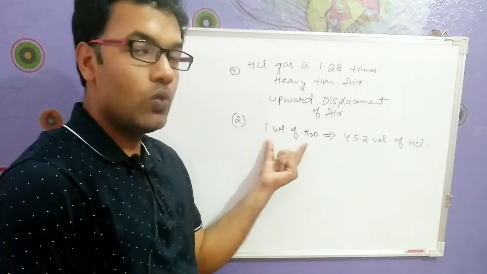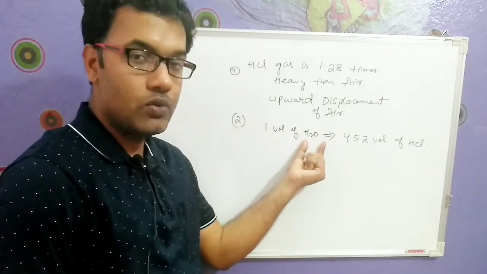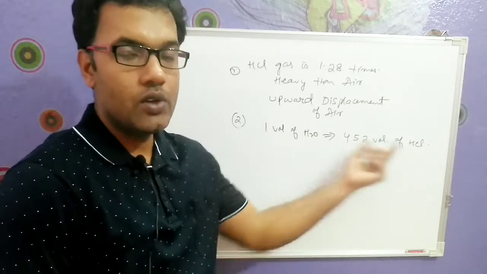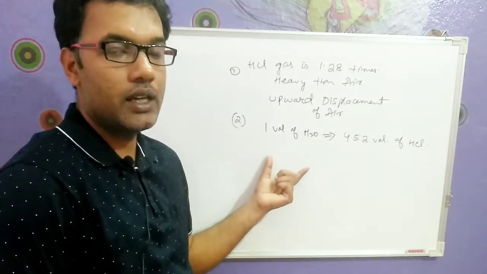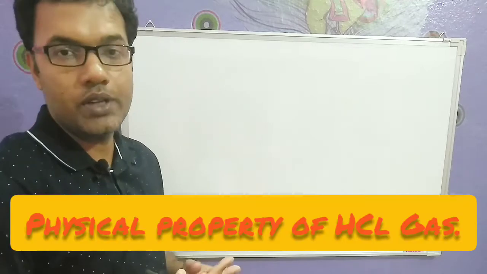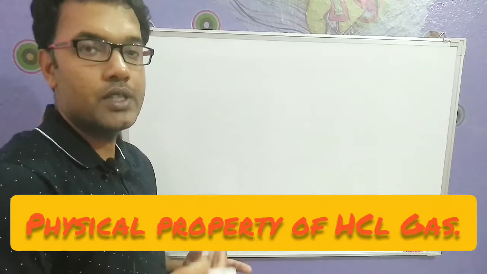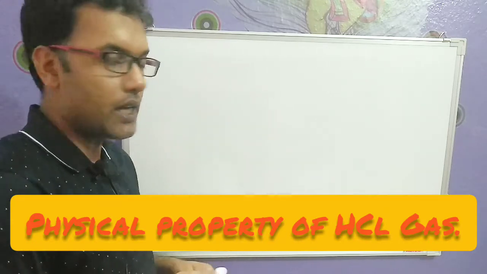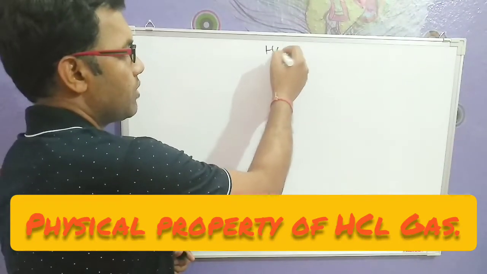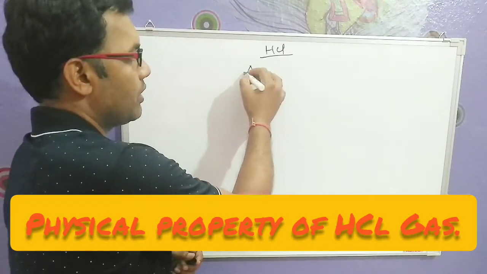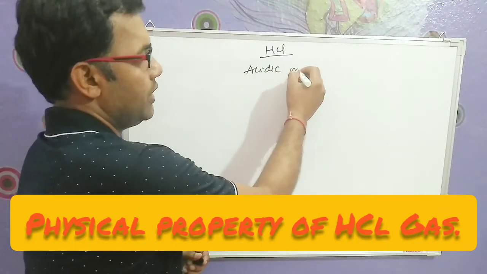We can say that one drop of H2O will be absorbing 452 drops of HCl. So it is not preferred to collect HCl gas. And we have understood the preparation of HCl gas. Now we have to study some of the physical properties of HCl gas. Now the first property for HCl gas is, we all know that HCl is acidic in nature.